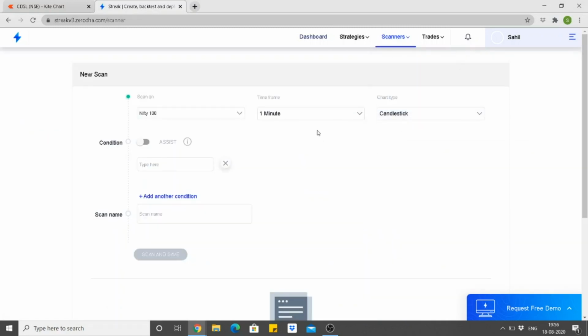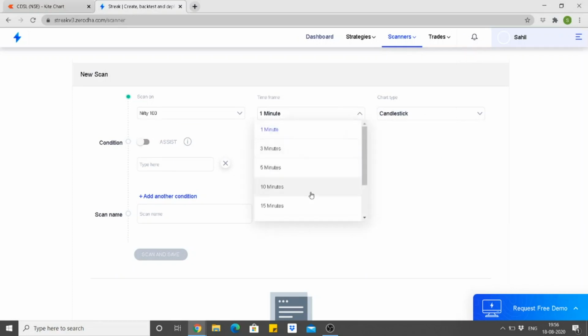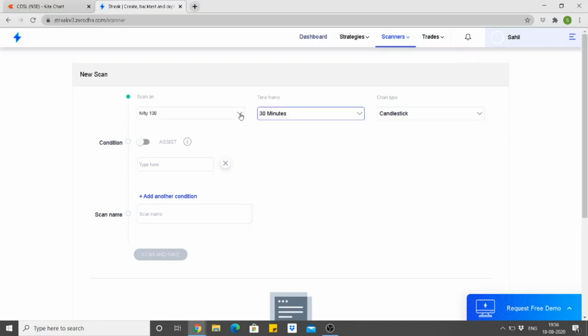So let's go ahead and create a new scanner. I will be choosing the time frame as 30 minutes, as in the previous scanner itself. We are going to be scanning on Nifty 500. Now what we are trying to do here is capture a candle that has formed at a pivot point support level. We basically want a bullish engulfing pattern at the support level.